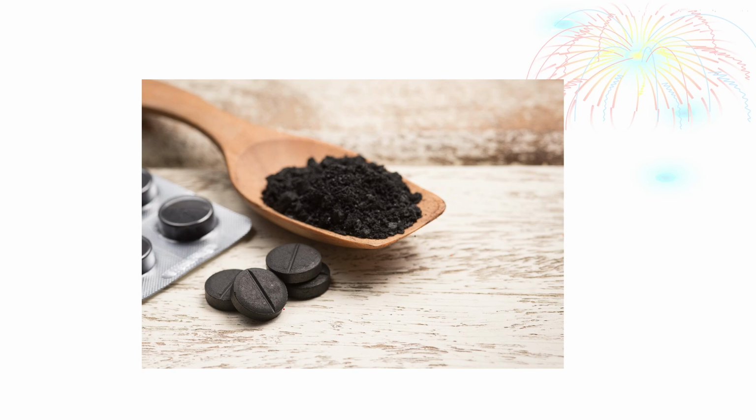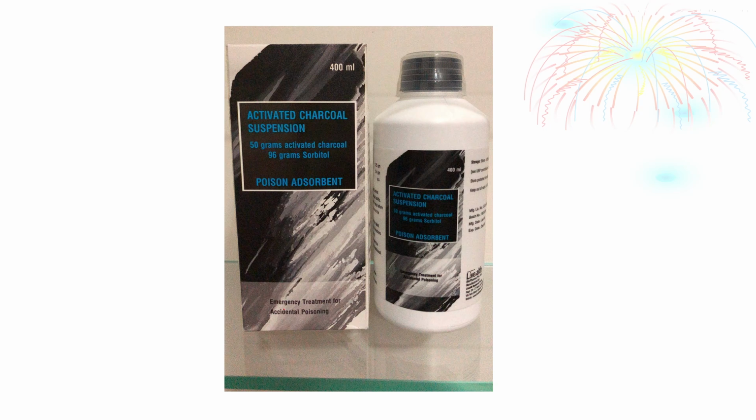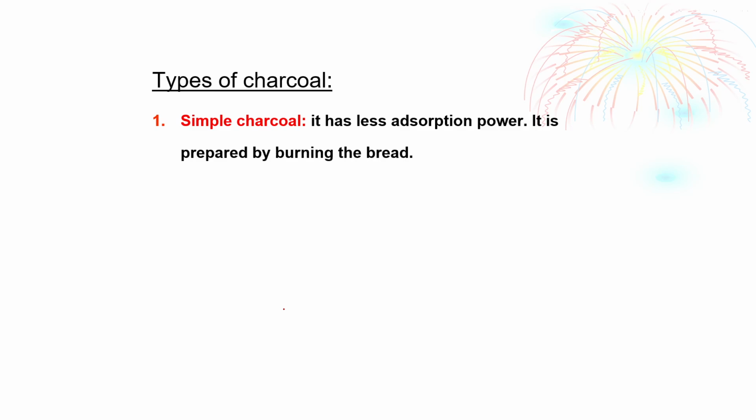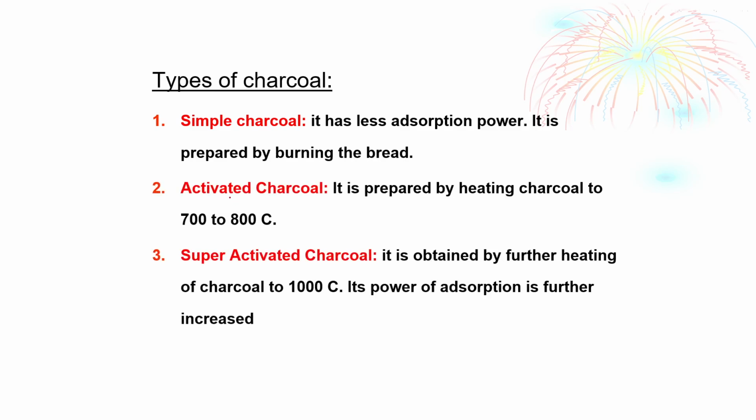This is the life-saving antidote used in the normal routine in the ER. Activated charcoal, how this charcoal gets activated, we'll be discussing that. So there are different types of charcoal. One is the simple charcoal that has been produced by burning the bread, but if the intensity of the heat gets very high, it becomes the activated form. This activated charcoal has been burned at around 700 to 800 degrees centigrade, and if we increase the temperature up to 1000 degrees centigrade, then there will be super activated charcoal.